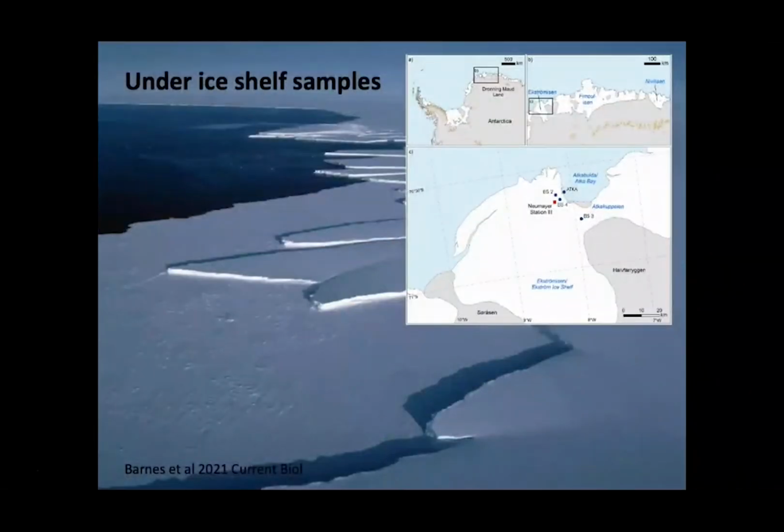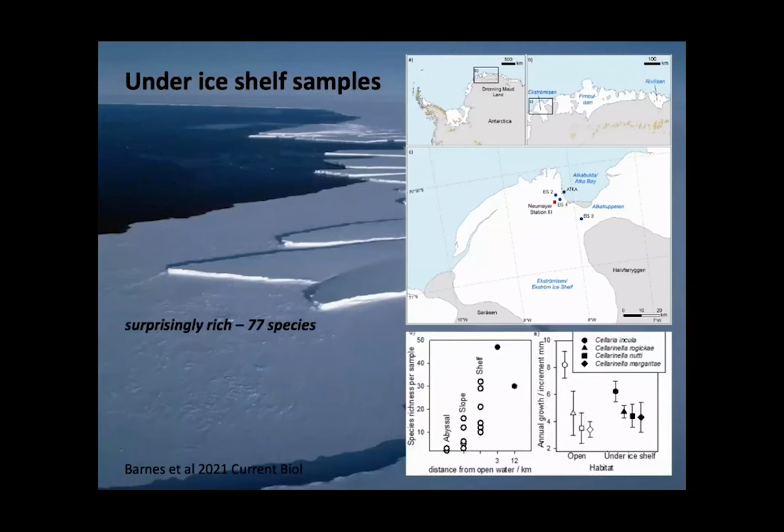So here we can see the location of such drill holes on the Ekström ice shelf. And here we can see some of their characteristics. A recent study showed that they were as rich as or richer than normal shelf samples, a big surprise, particularly in these bryozoans that don't move around much.